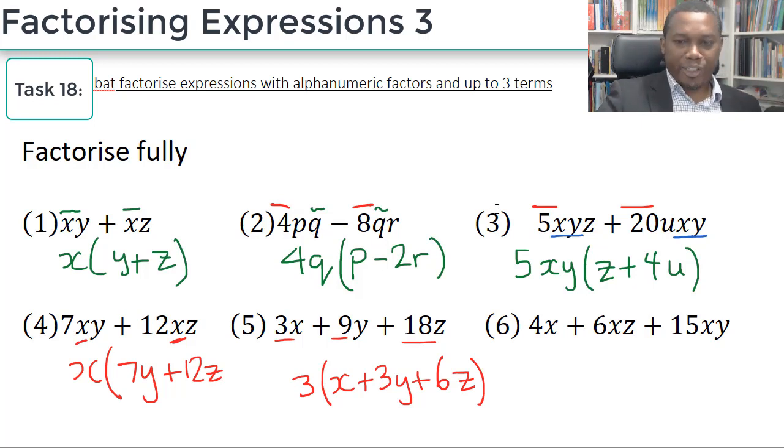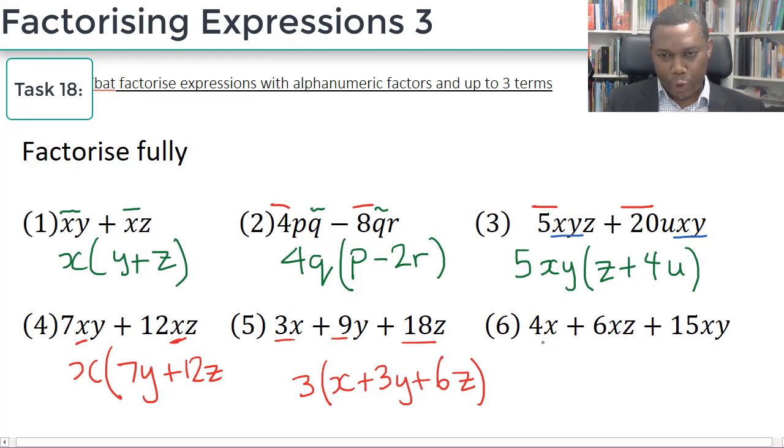Let's do number 6 together, and I'll run through number 6 quickly for you. I'm looking at the numbers, the 4, the 6, the 15, and I'm asking myself, is there any number that goes into 4, 6, and 15? And the answer is no. There's no common factor for 4, 6, and 15, so the numbers are to be ignored. We do have X in common. That is all these factors have in common. So the X comes out.